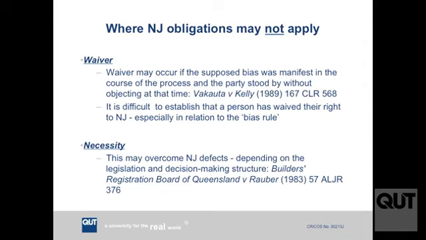It should be noted, however, that it is difficult to establish that a person has waived their obligation to fulfil natural justice, especially in relation to bias. In some circumstances, the doctrine of necessity may constitute an exception to the bias rule. This may be the case where circumstances are such that the particular decision maker, who would otherwise be disqualified by reason of the rule against bias, is the only person authorised, competent, or able to decide the relevant matter. So this will depend on the legislation and the decision-making structure.